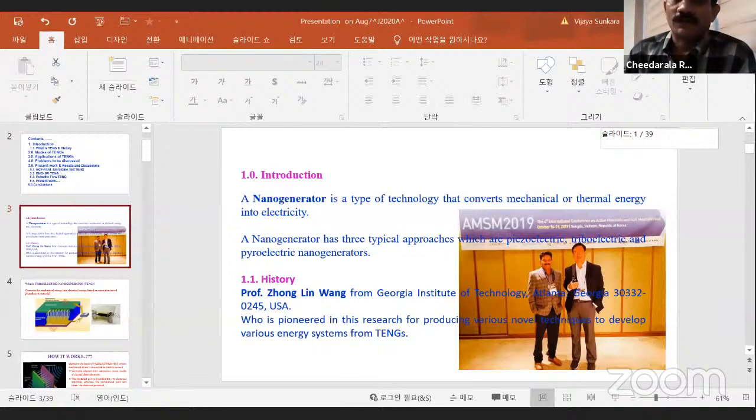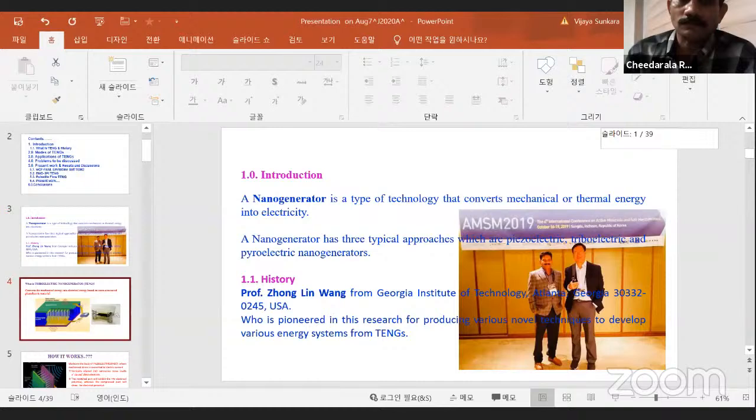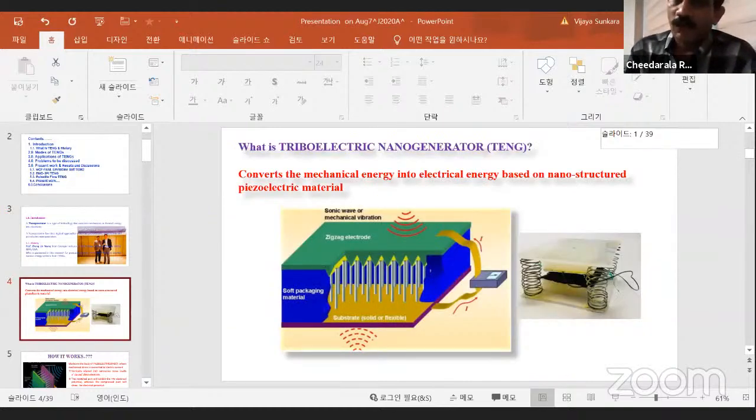And he is the real researcher who published more than 2,000 publications in this area. So he is the person who is standing with me in the slide. He's Professor Wang. And what is the triboelectric nanogenerator?